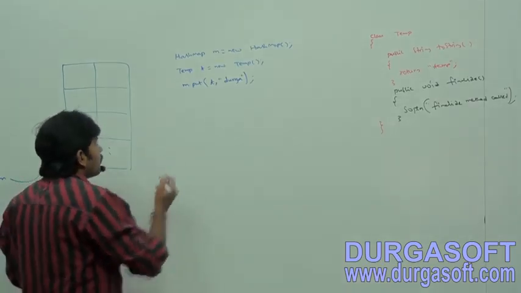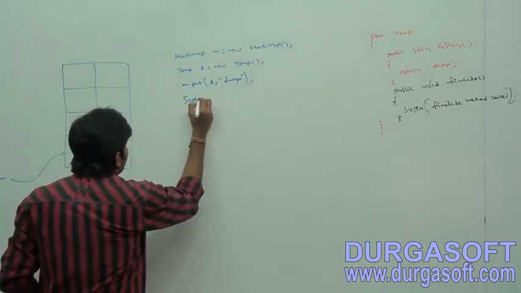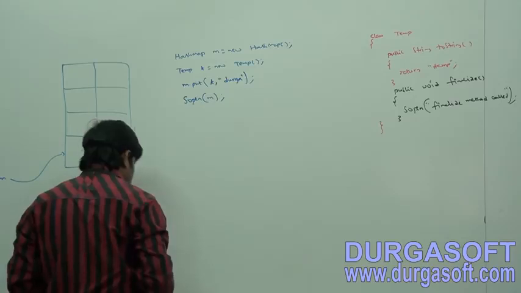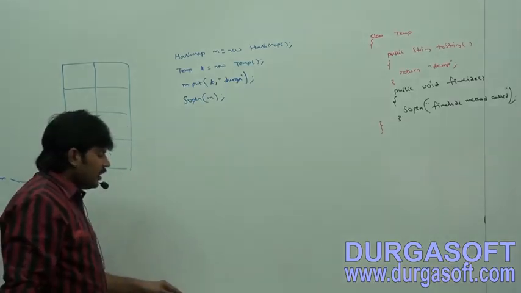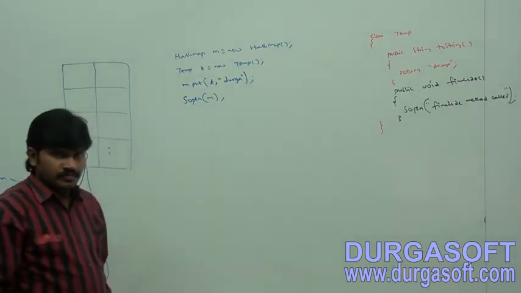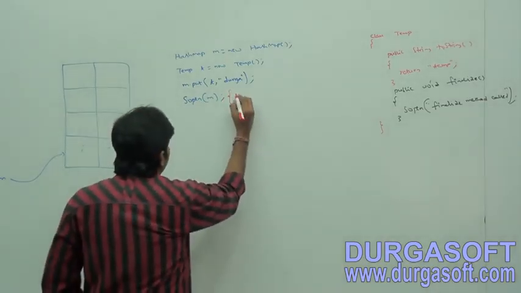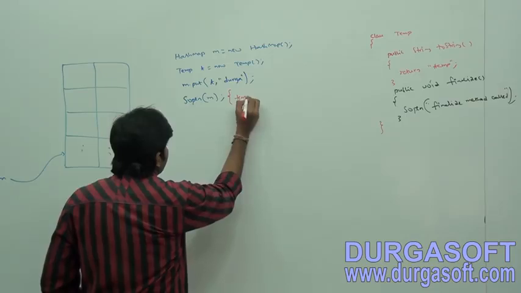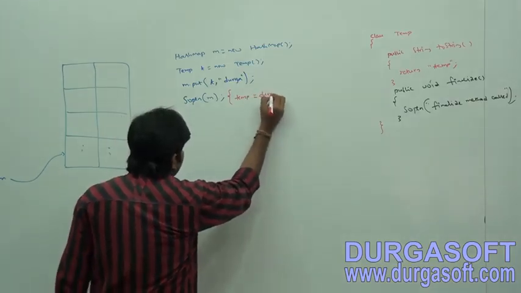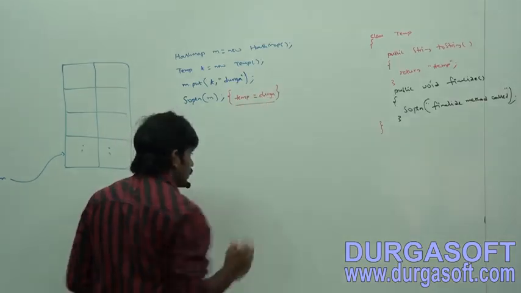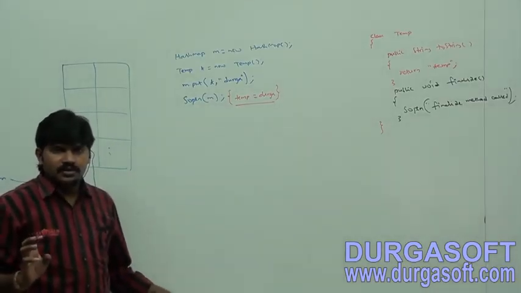Now let me print System.out.println(m). Do you know how many entries are there in the map? One entry. What is that entry? Temp is equal to Durga, like this we have.